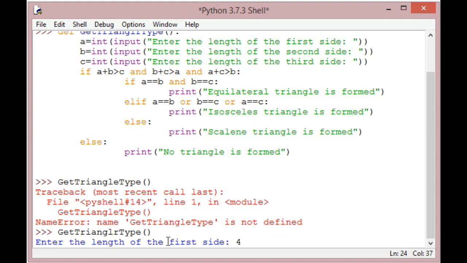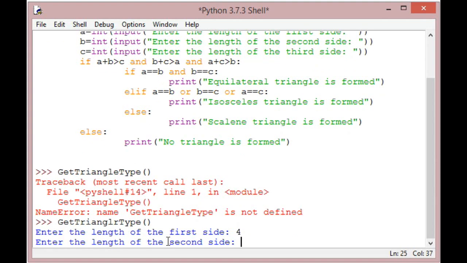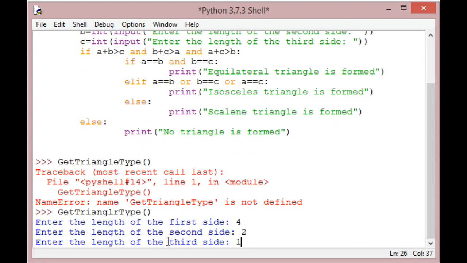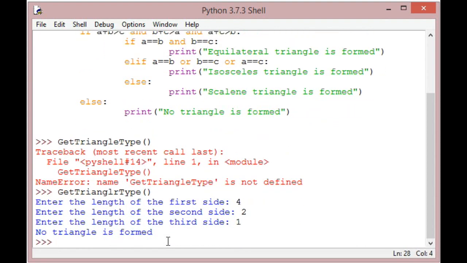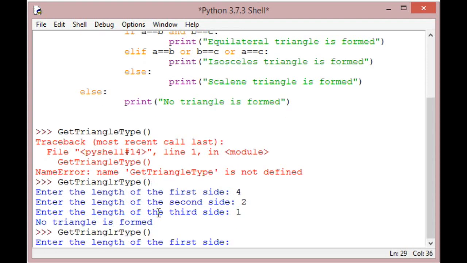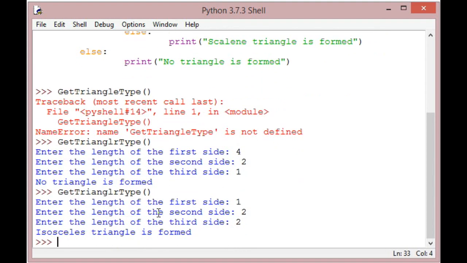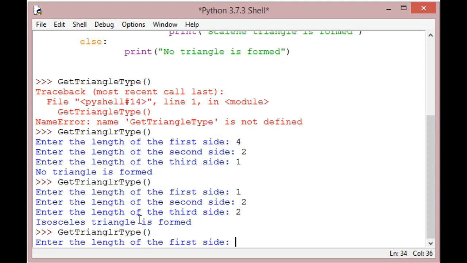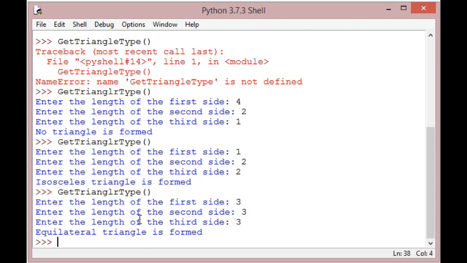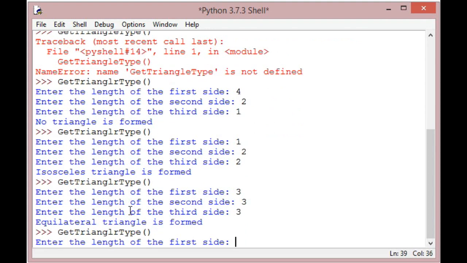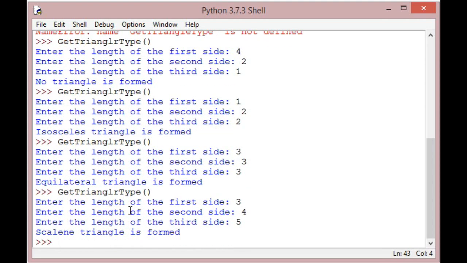So I have taken 4, 2 and 1. Definitely the triangle will not be formed. I am calling it once again. This time I will give values for an isosceles triangle, and isosceles triangle is formed. Now let's check an equilateral triangle. That's showing the correct result. Now what? 3, 4 and 5. A scalene triangle is formed.